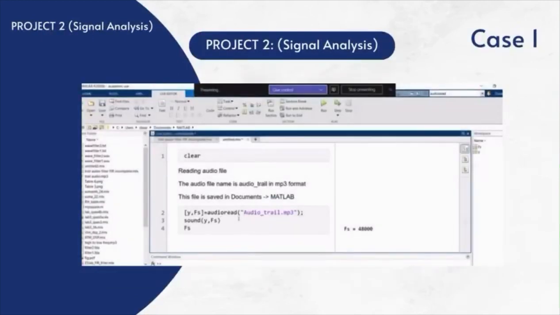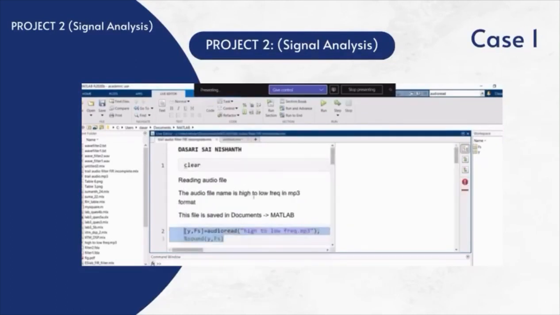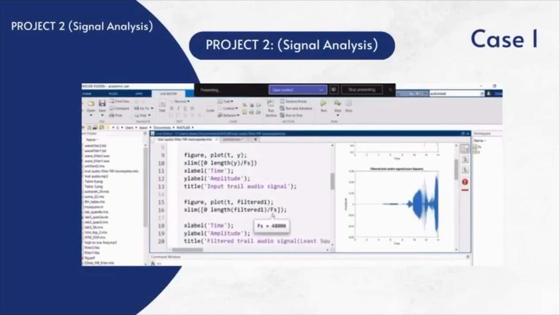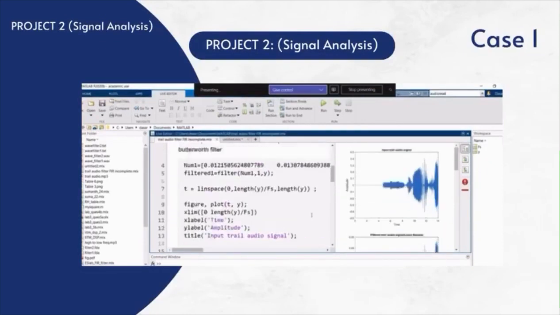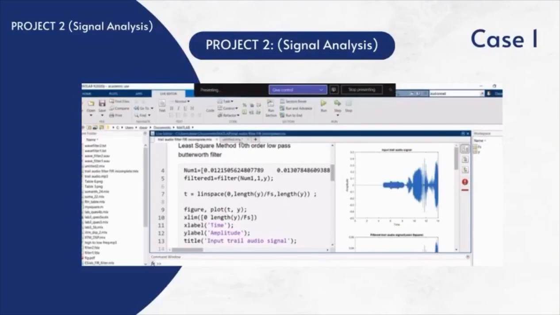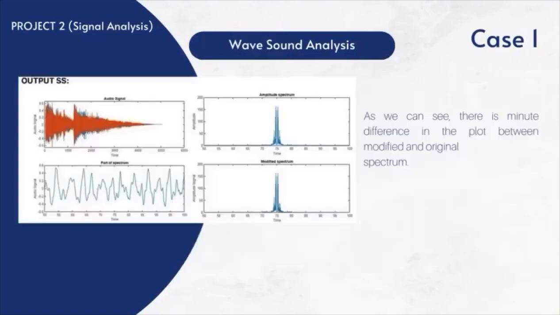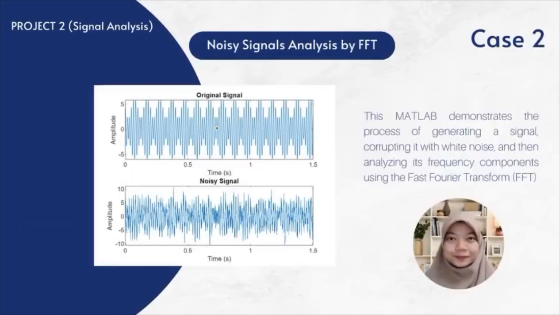So project 2, this is the coding for case 1. As you can see, this is the output screenshot: audio signal, part of spectrum, amplitude spectrum, and modified spectrum. As we can see, there is a minute difference in the plot between the modified and original spectrum.